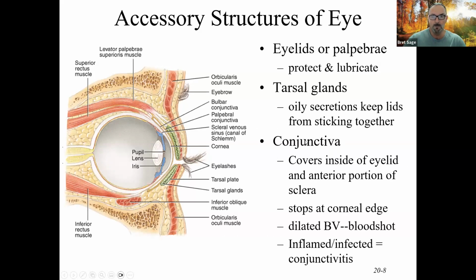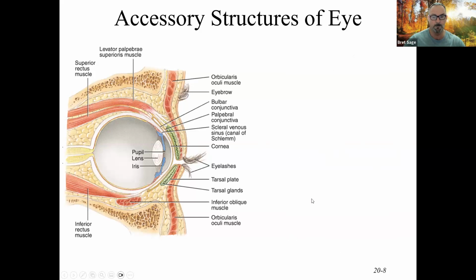The conjunctiva, you've heard of conjunctivitis. It covers the inside of the eyelid and anterior portion of the sclera, so basically the 2 layers where your eyelid touches. It stops at the edge of your cornea. When the conjunctiva has dilated blood vessels, we call that bloodshot. And if it's inflamed or infected, it's called conjunctivitis.